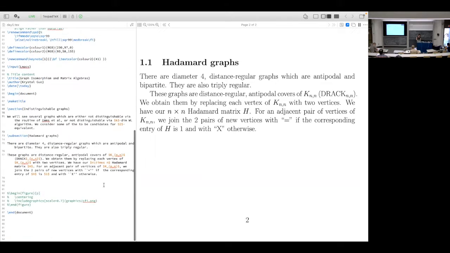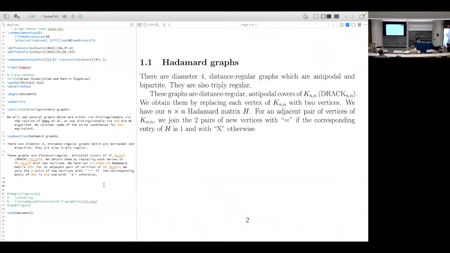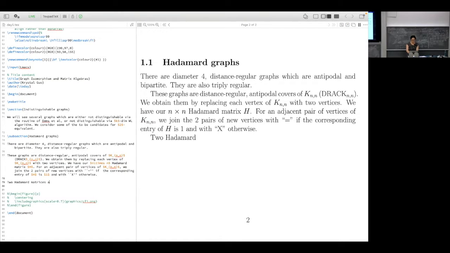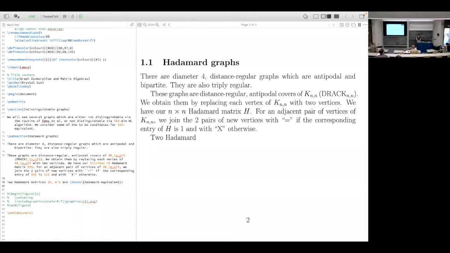So this Hadamard thing, Chris and I have some very long-term ongoing work where we are trying to show the entire family is not distinguishable, any two of the same order. But before I do that, I have to tell you how to make different graphs using different Hadamard matrices. So two Hadamard matrices, H and H prime, are Hadamard equivalent. Lots of notions of equivalence here. They're Hadamard equivalent if one of the following holds.